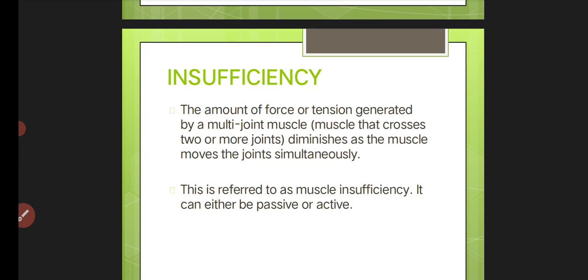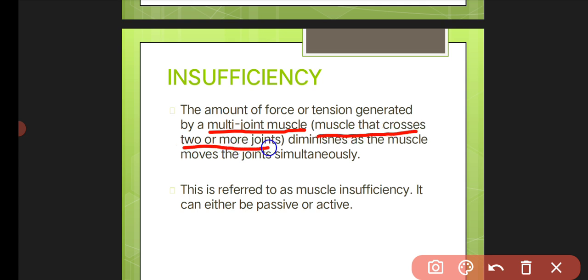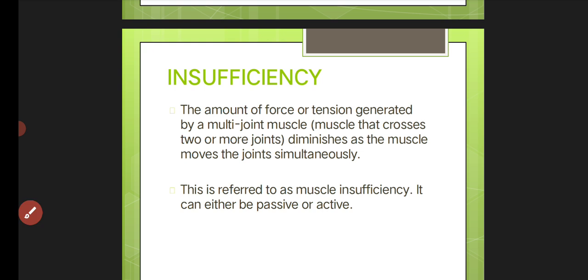And the last one is insufficiency. What is insufficiency? It is the amount of force or tension generated by a multi-joint muscle. What is a multi-joint muscle? The muscle that crosses two or more joints is called a multi-joint muscle. Suppose the biceps brachii, which crosses the shoulder joint as well as the elbow joint. So biceps brachii is one example of a multi-joint muscle.